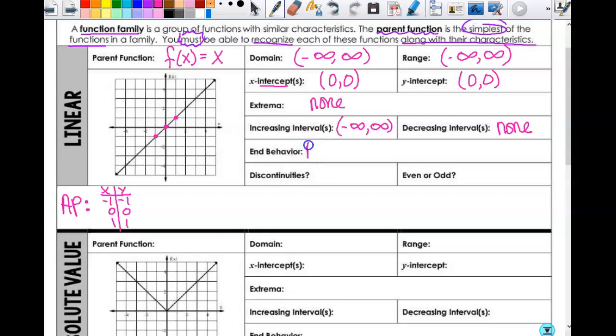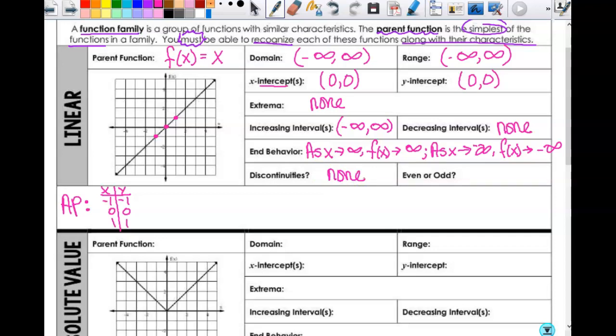As x approaches infinity, f of x approaches what? Infinity. As x gets really big, y gets really big. And we'll do a little semicolon, and then as x approaches negative infinity, f of x approaches negative infinity. Okay. Everybody okay with that? Do we have any discontinuities? No, so it's none.